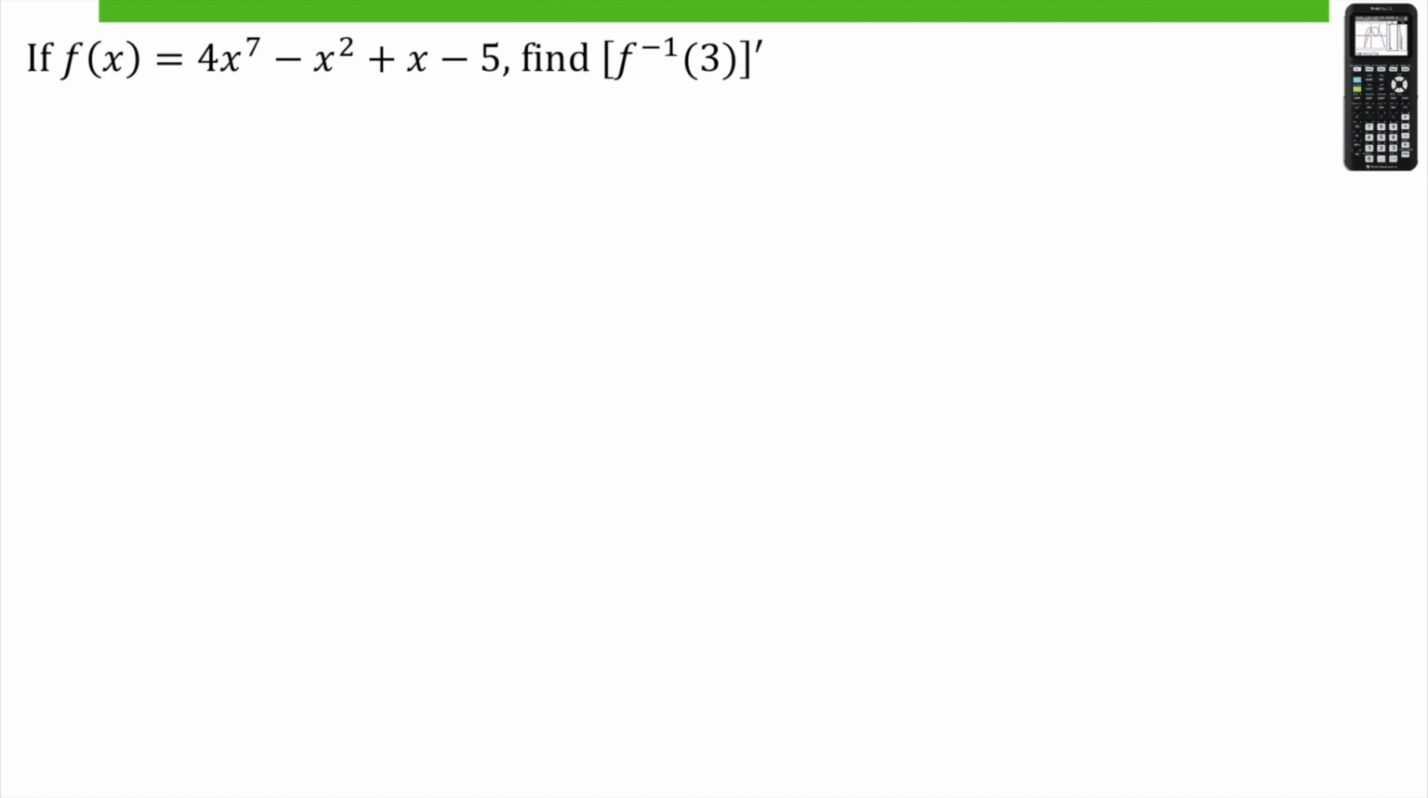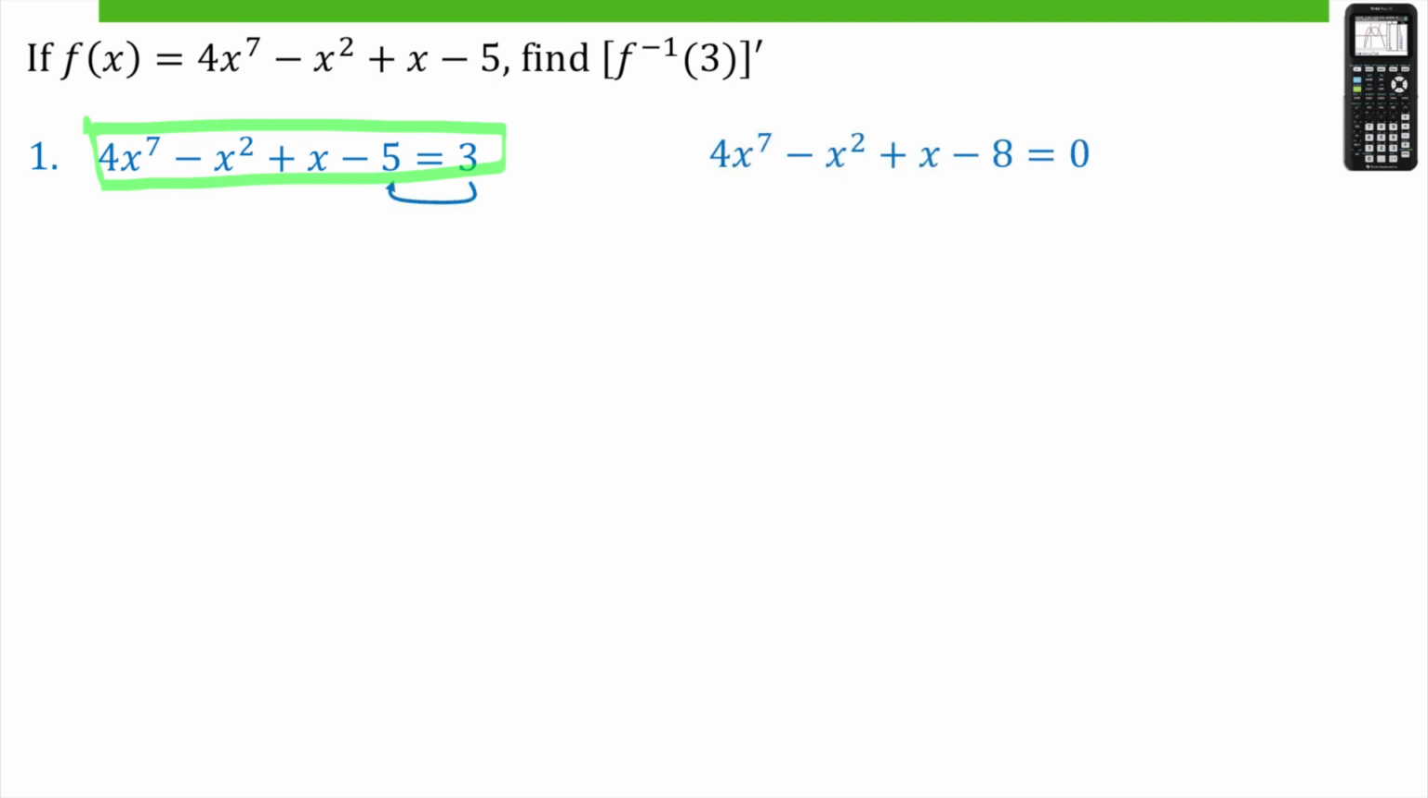If f of x equals 4x to the 7th minus x squared plus x minus 5, find the slope of the inverse at 3. Once again, that 3 is the y value for f of x, so that's where we start. This is why it's a calculator question, because this would be very difficult, at least bulky, to solve without a calculator. So here's what we're going to do. We're going to take that 3 and subtract it from both sides to get an equation that equals 0.